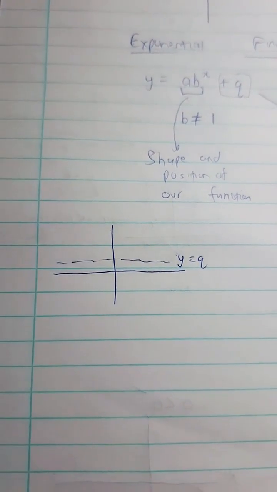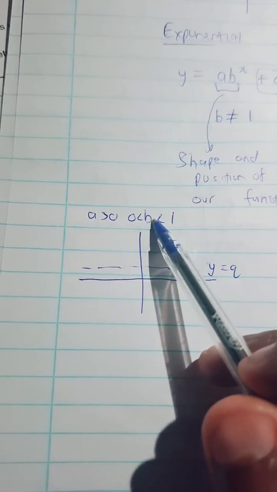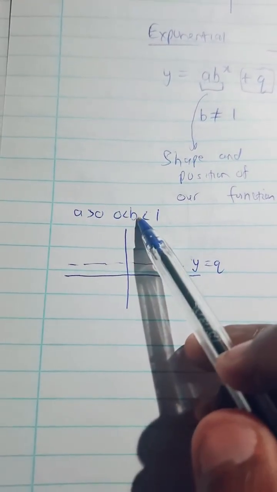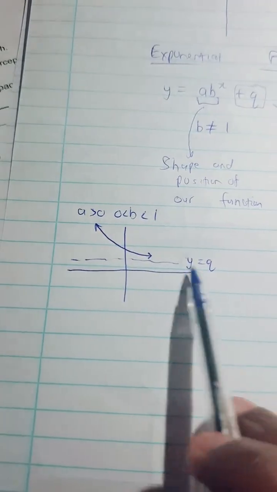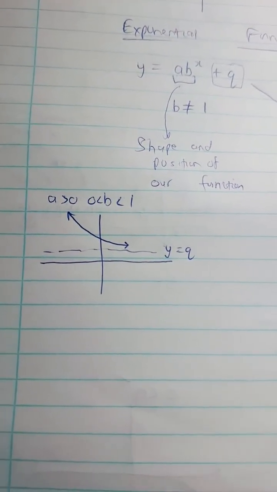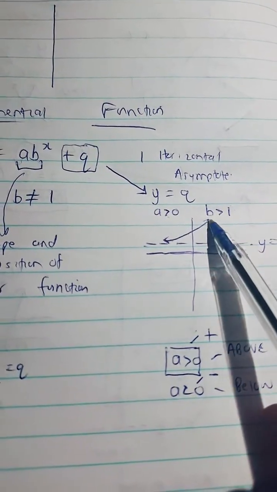y is equal to q. Now, when a is greater than 0, but b is between 0 and 1, in other words, it's a proper fraction. So there's a combination when a is greater than 0 and b is between 0 and 1. How does the function look? It's above the asymptote, but it is a decreasing function, like that. So a greater than 0 stays true: a greater than 0 means above the asymptote.